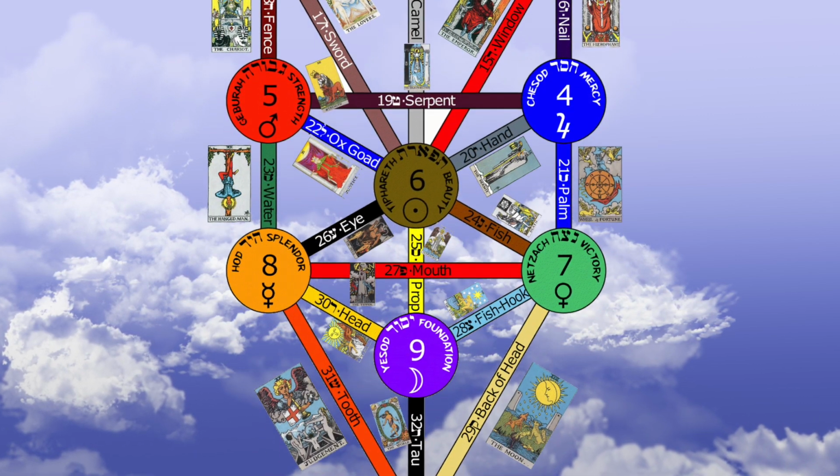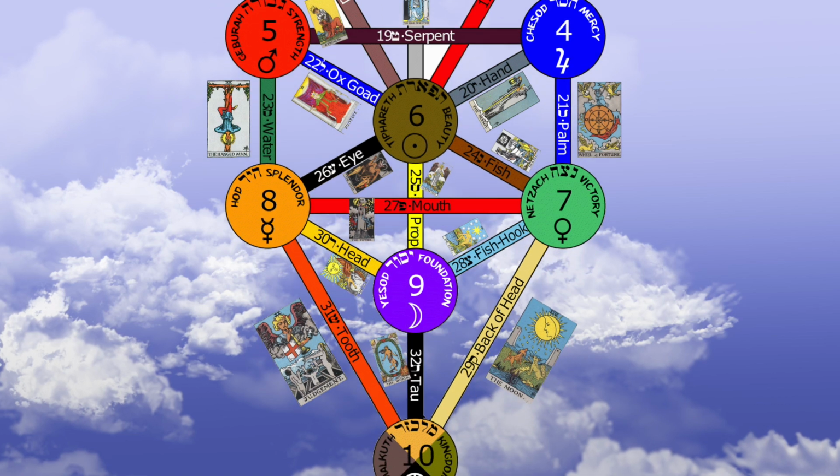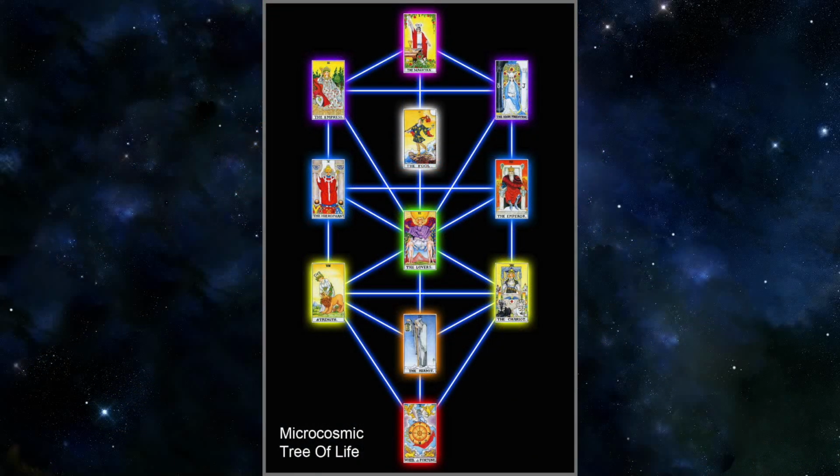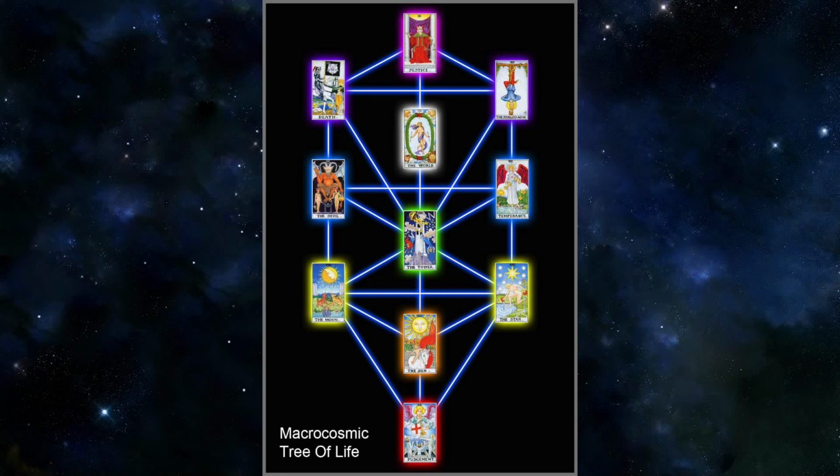On images number 7 and 8 on the website, we see two trees. The first tree, image number 7, I didn't get a chance to label. I put this up last minute, and I'll label it probably for the podcast images. We see the microcosmic tree of life. Image number 8 is known as the macrocosmic tree.